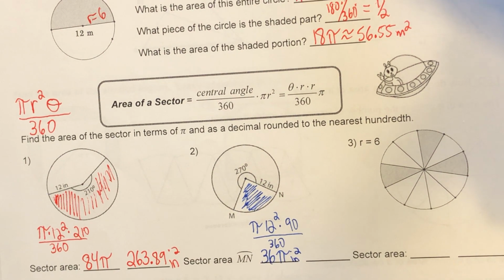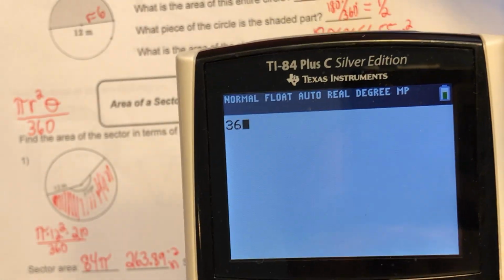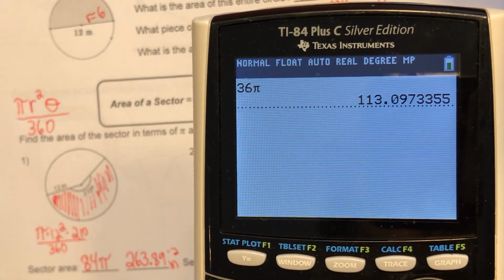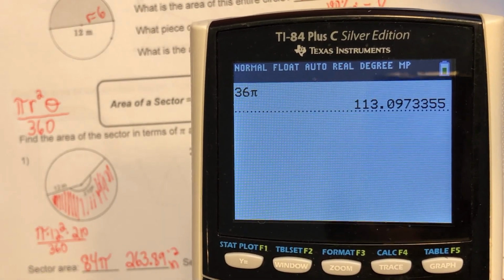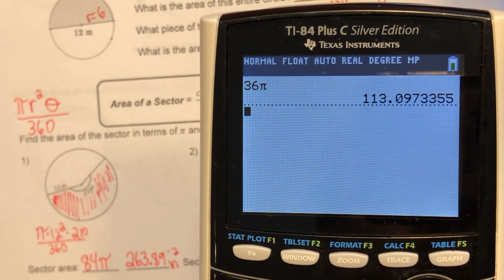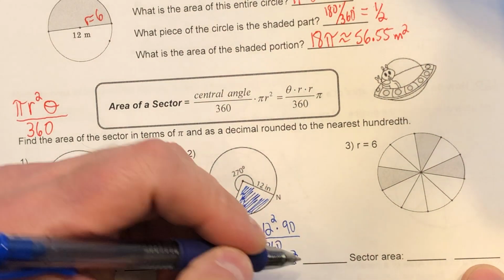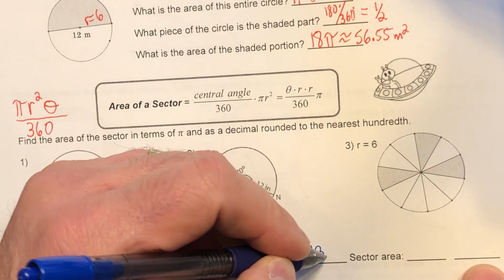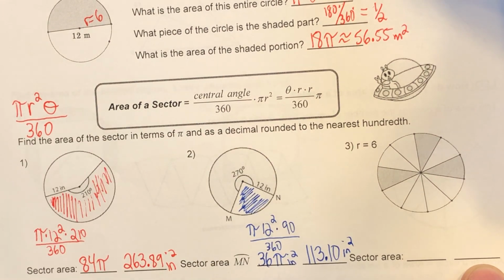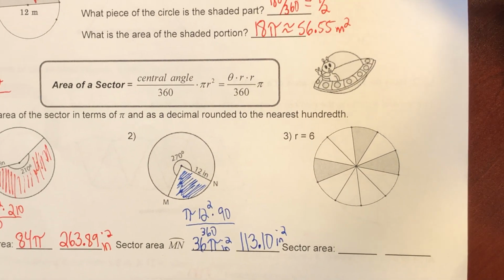Now, what's 36 pi rounded to hundredths? 36, hit the pi button, hit enter. 113.097, so rounded to hundredths, would be 113.10. 113.10 inches squared. Okay? All right, on number 3.